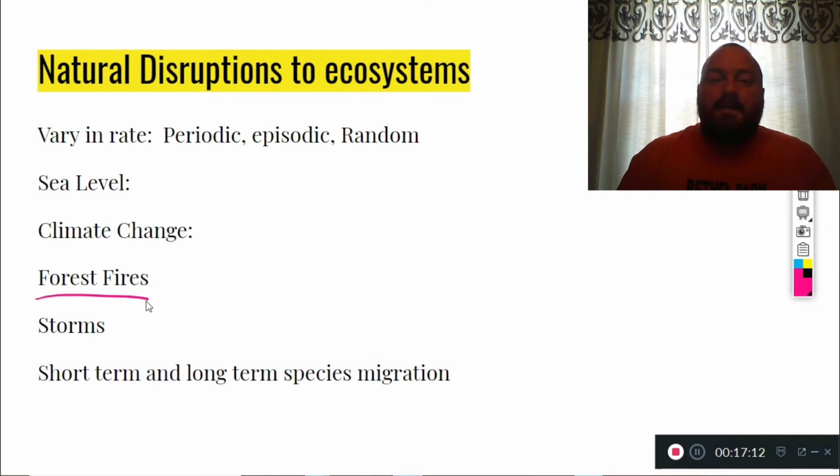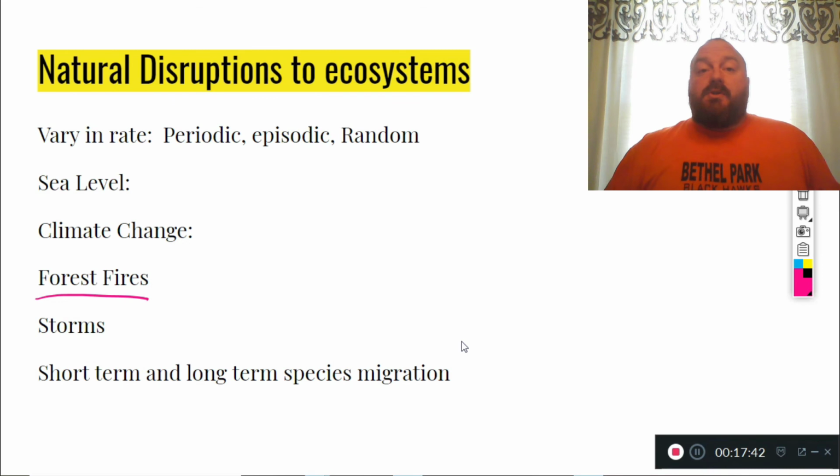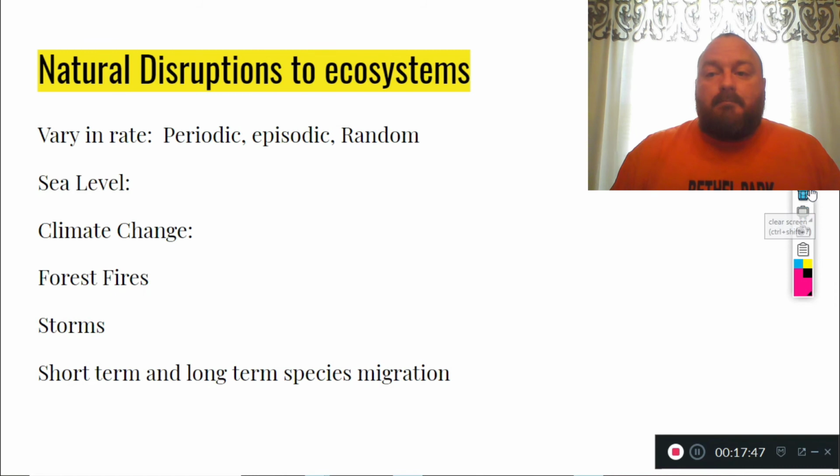We also have forest fires that happen naturally, lightning strikes, periods of drought that make things more combustible, all those different things. We get storms that come in, hurricanes, tornadoes, all those things. And then we also have long and short-term species migration. If a species migrates out of an area, now the food source is gone. And that happens on the short term with songbirds that migrate south for the winter. And when that happens on the long term, where a species just migrates out of the area and is no longer found there, the organisms that are left behind are faced with finding new food sources, finding new prey interactions, all those things.